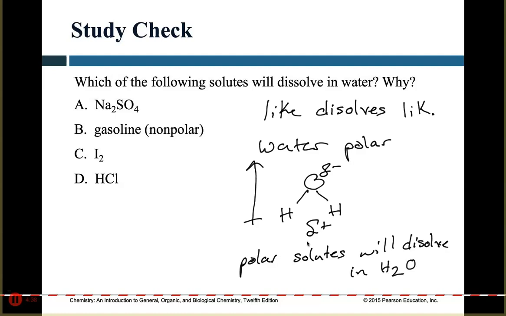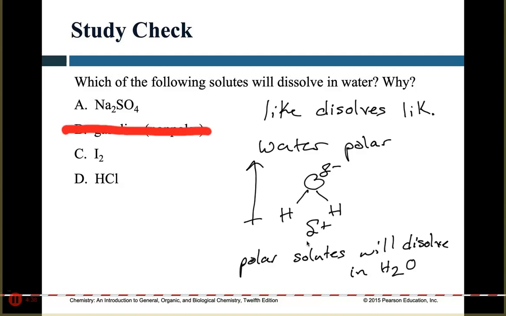So we take a look. Right off the bat, I can say we can probably get rid of one of these, because if I look here, let me try to change colors. Come on. And it's not letting me. Let me do it this one. There we go. We can already cross off gasoline because it says it's non-polar, and we're looking for polar solutes.